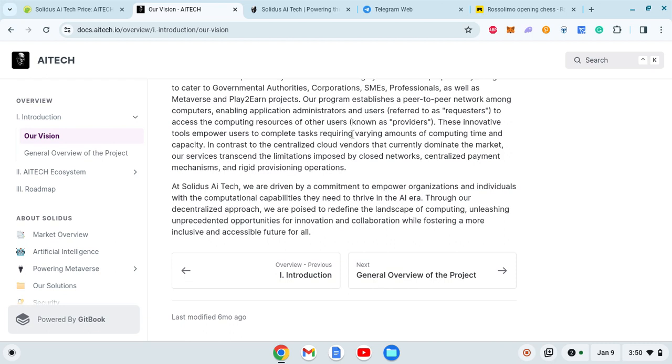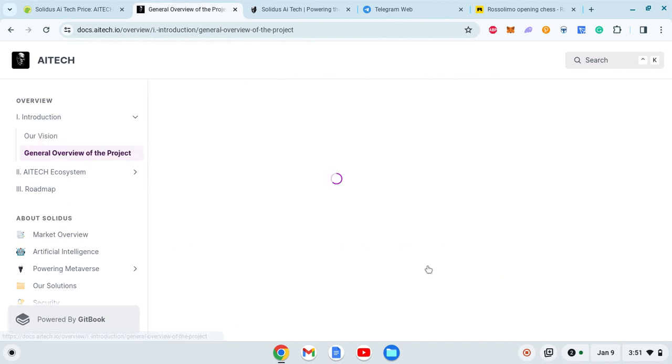You will have to ask what is their procedure, what is AI Tech's procedure through which they are going to build a sustainable, good community that can run all these complex operations. So now, as Solidus Ai Tech, we are driven by a commitment to empower. Again, this is a very similar discussion, so I am going to go to the further page, the general overview of the project.